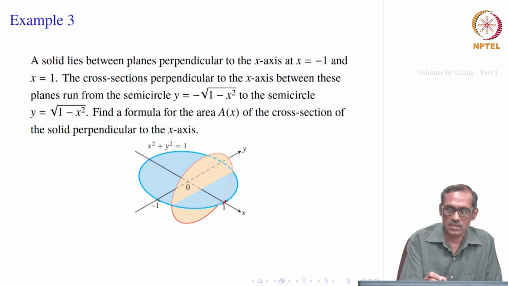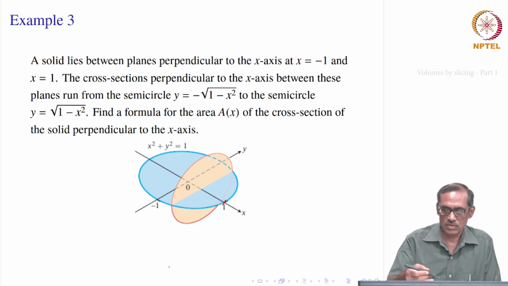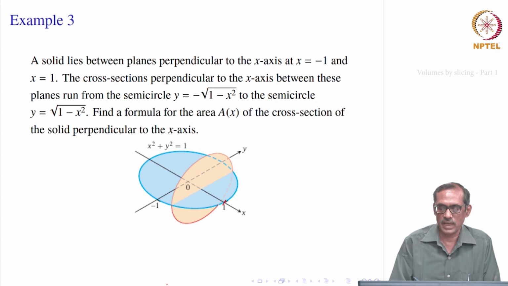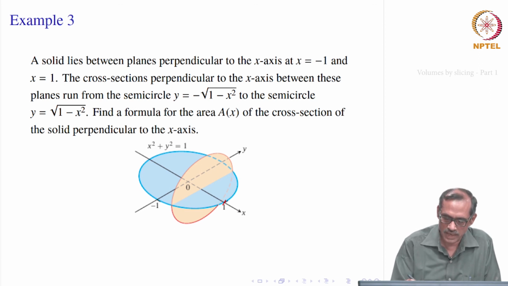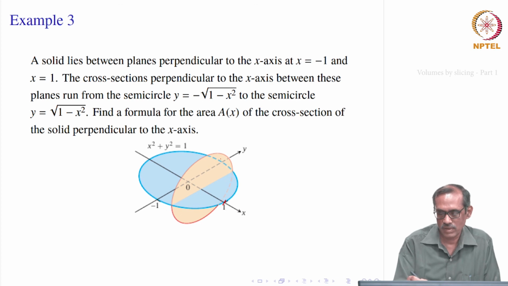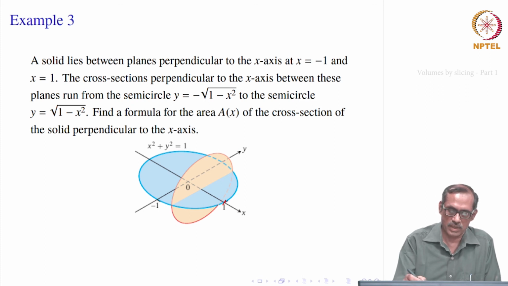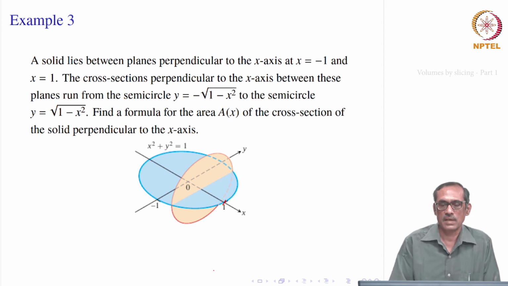So, what is that circle? It is cross sections perpendicular to the x axis. So, if you take the cross sections, these planes run from this circle to this. That gives the bounding of the cross sectional area. Now, you want to find a formula for the area of the cross section of the solid perpendicular to the x axis. The cross sectional area is painted here in brown. Such a cross sectional area we want to find. Okay. The solid is such that always it will lie between this circle, that is within this circle you have to take the cross section.